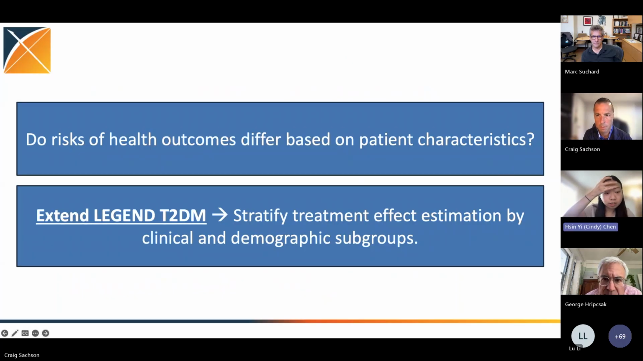And so our question is, do the risks of health outcomes differ based on patient characteristics? To answer this research question, we extended the original Legend type 2 diabetes studies, and we looked at treatment effect estimation stratified by different clinical and demographic subgroups.